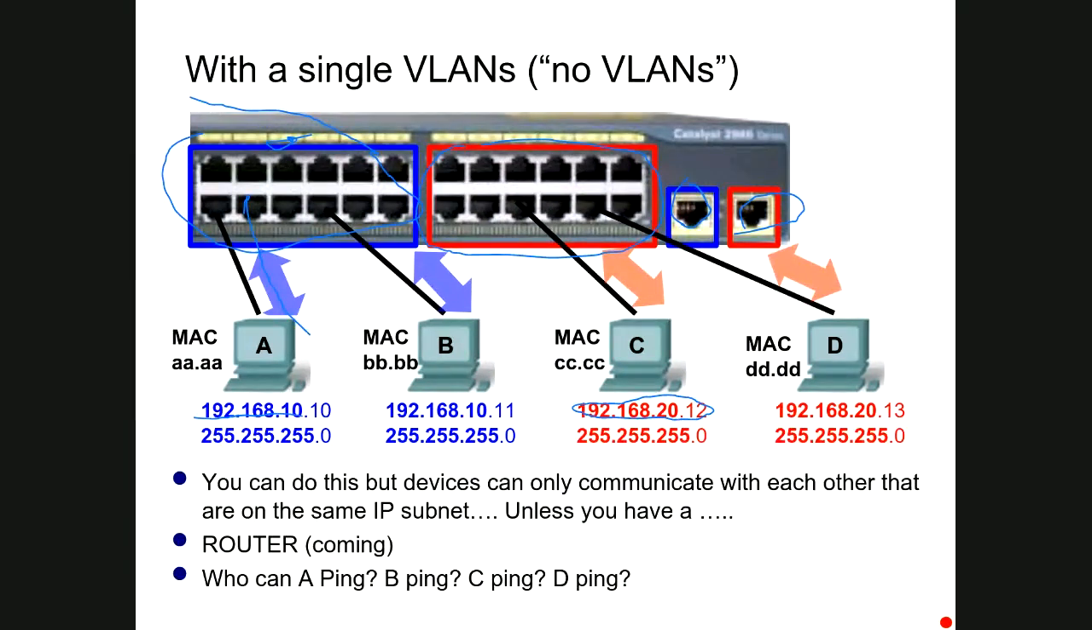All the blues can talk to each other. They can do ARP requests to each other. They can ping each other. All the reds can talk to each other. No red can talk to any blue yet. We'll have to put a router in there. So he says, who can A ping? Well, A can ping B. They're connected together like it was a single hub. C and D, he can't ping them. A and B can ping each other only. C and D can ping each other only. C cannot ping B. B cannot ping D. They're not able to, not till we put a router in there.